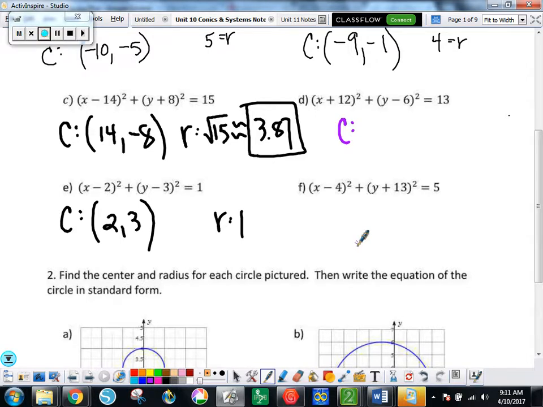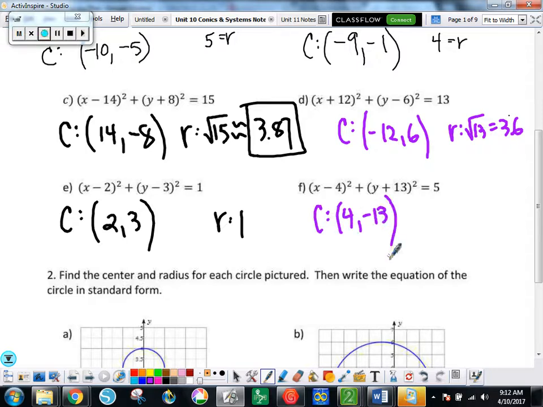Okay, what's the center? Part D. And the radius? Cool. Any questions so far? Part F, the center is 4, negative 13. The radius is 2.2. Do you have it? Yeah.